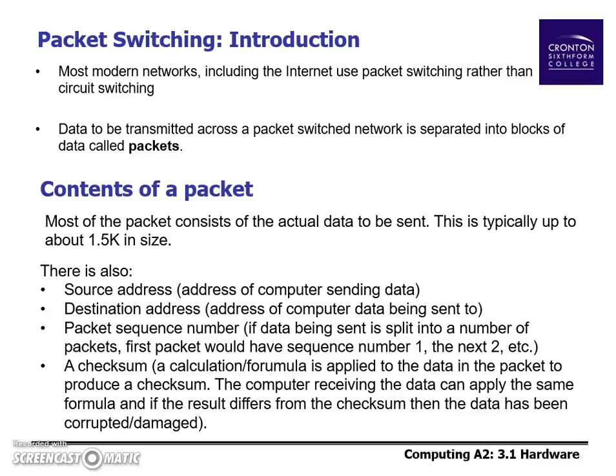A calculation or formula is applied to the data in the packet to produce a checksum. The computer receiving the data can apply the same formula, and if the result differs from the checksum, then the data has been corrupted or damaged. These are very important things to get down because in the exam there are typically questions on the contents of a packet, so make sure you get these points down.